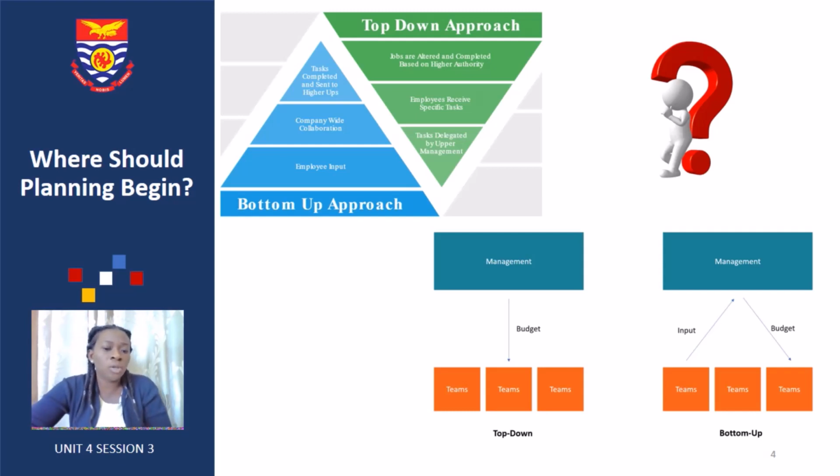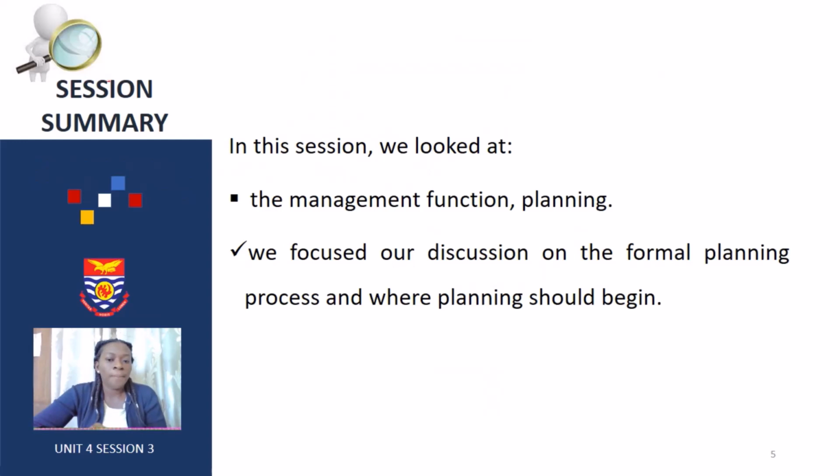When you're looking at the top-down approach, managers do the budget for the various people and teams under them. With the bottom-up approach, input from below goes to management, which then uses those inputs to do the budgets and plans, and it comes down to the team. So this is about the management function of planning, the formal planning process, and where it should begin.